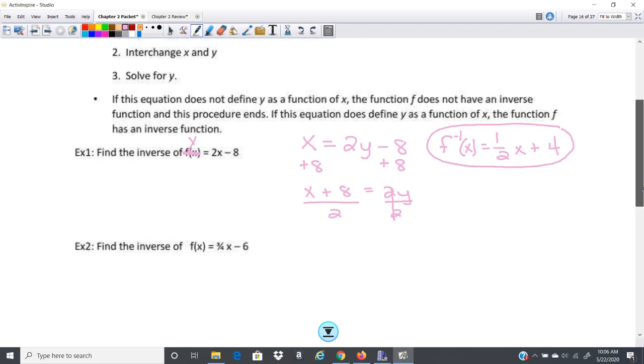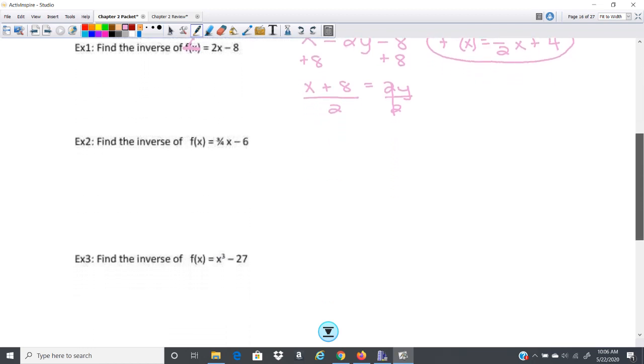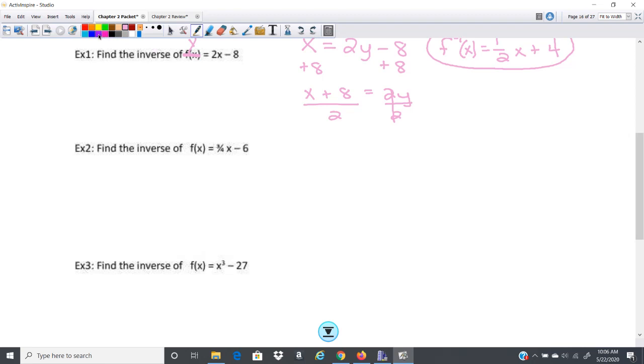Let's take a look at this next example. We're going to do the same thing. Here we have y equals 3/4 x minus 6. So I'm going to go x equals 3/4 y. Let's see, we're going to switch the x and the y. So x equals 3/4 y minus 6. And now I'm going to solve for y. So I'm going to add 6 to both sides. It's going to give me x plus 6 equals 3/4 y.